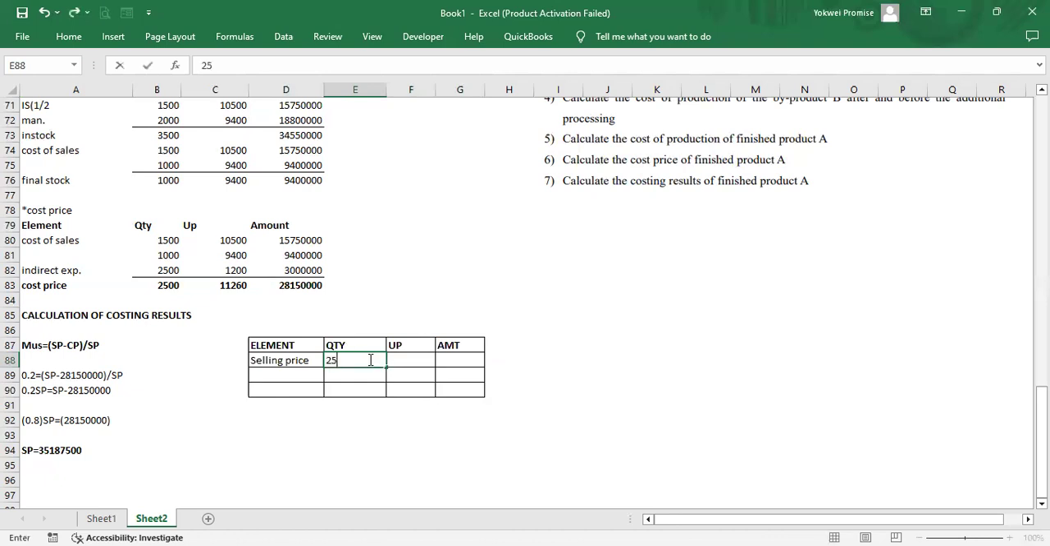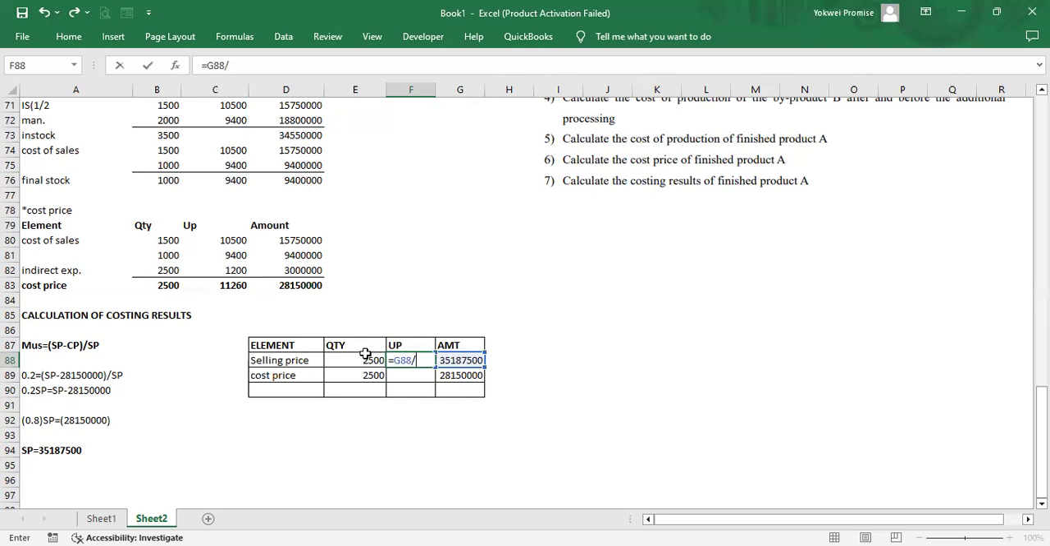We know that we are operating with 2,500 units. Our selling price that we just calculated is 35,187,500. So the cost price is 28,150,000.